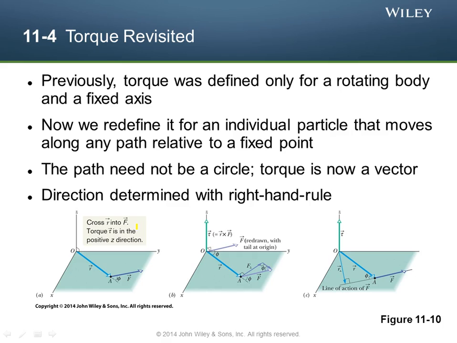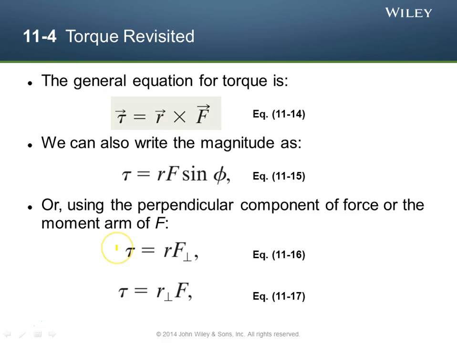Now we redefine it for an individual particle that moves along any path relative to a fixed point. So it doesn't need to be a circle. And what that does is turn torque into a vector. And so the direction of this torque can now be determined with the right-hand rule. This is actually using the right-hand rule from cross products that we did way back at the beginning of the semester. And so this defines torque as r cross F.